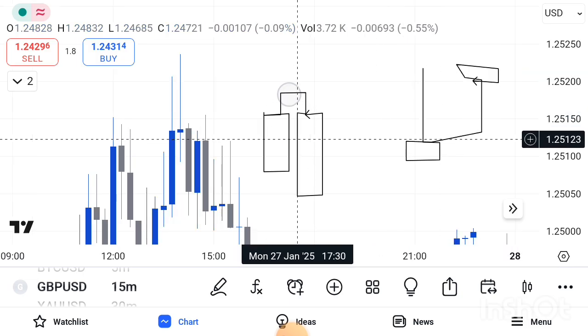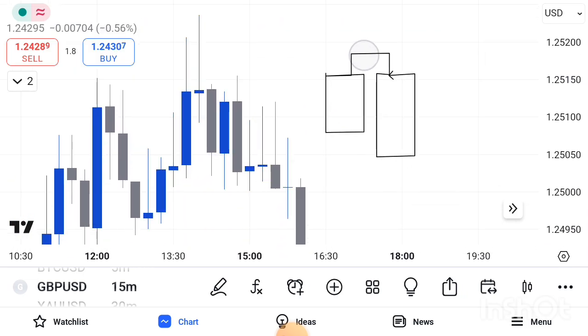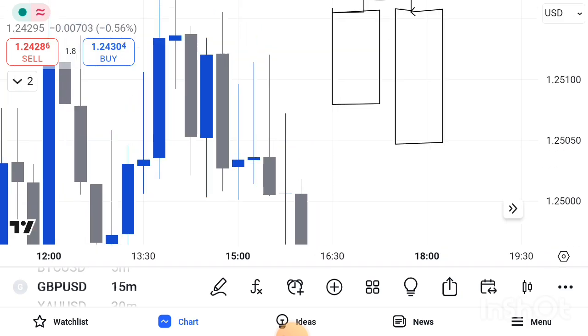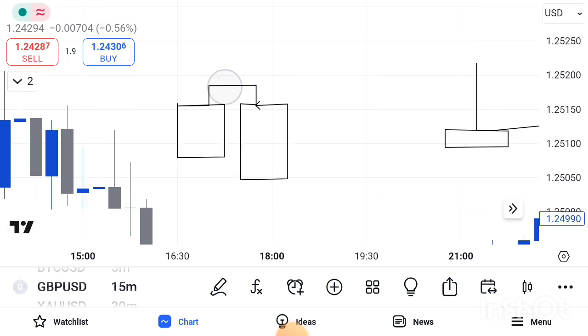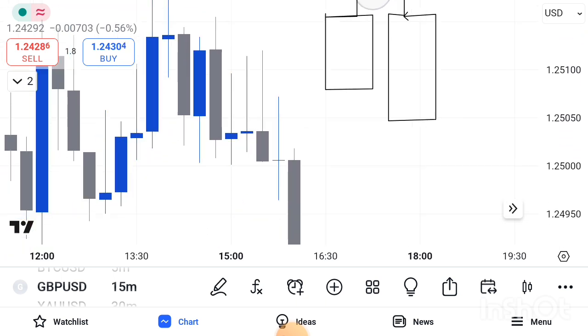So let me show you an example of a shooting star right now. If you look at this market now, what do you see? Exactly what I drew there, exactly what I drew here. See, a wick, a very long wick, and then the body.